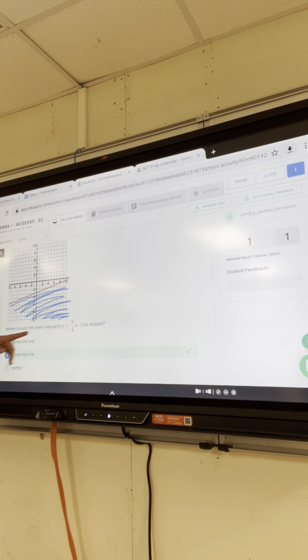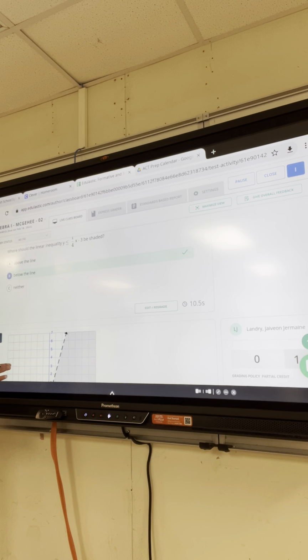What's the slope of this one? 1/4. What's the y-intercept? Not 3, it's -3. Very good.